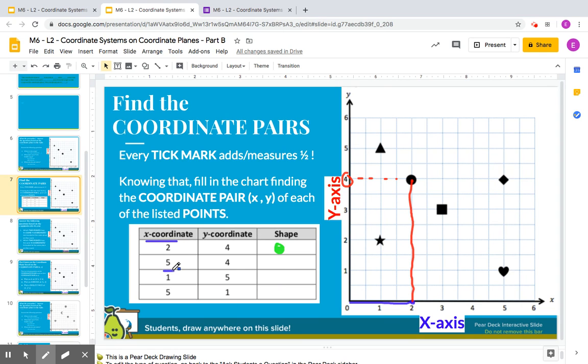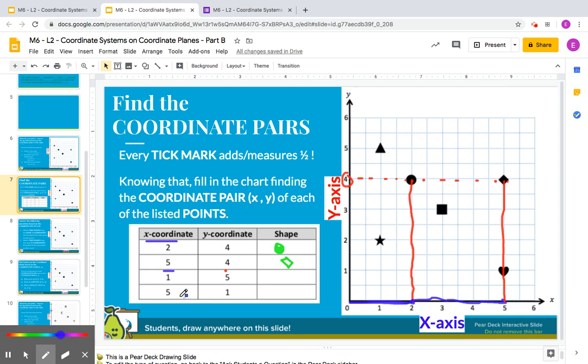My x-coordinate is 5. Start at the origin, go over to 5. And now I have to go up to 4. Let's see. I believe this is 4. Let's double check. We know that this was 4. Boom! We found it. We have our diamond or our rhombus. And we knew that because I went over 5, up 4.